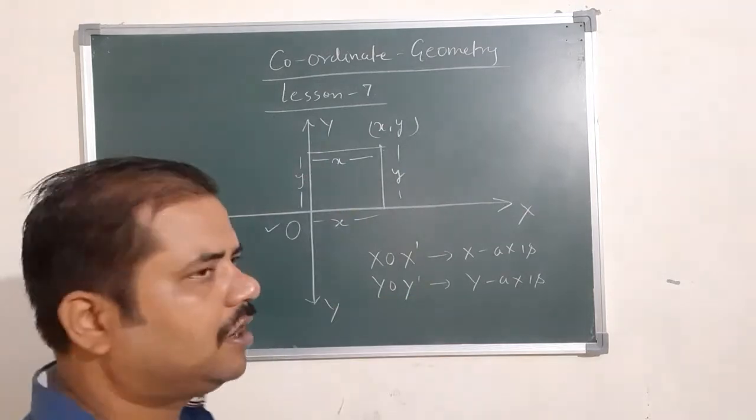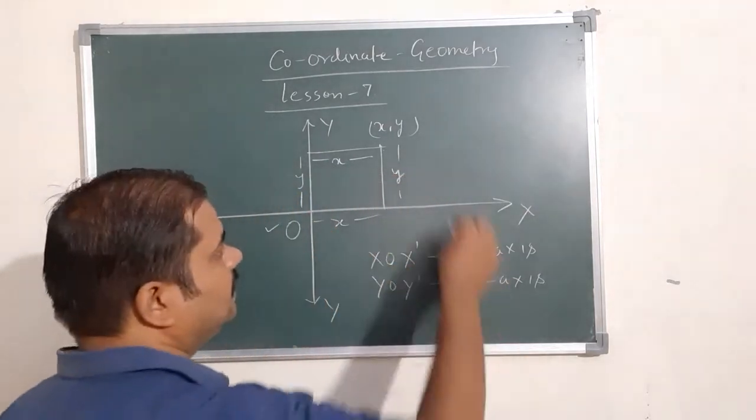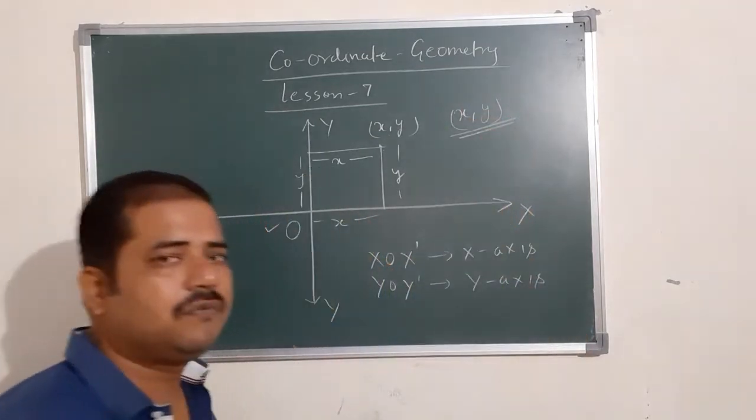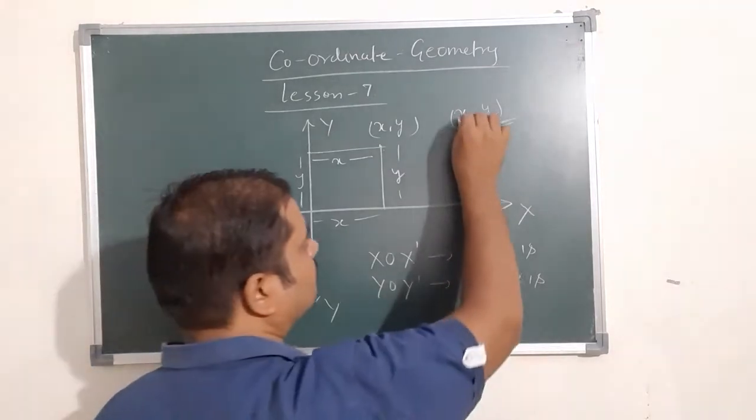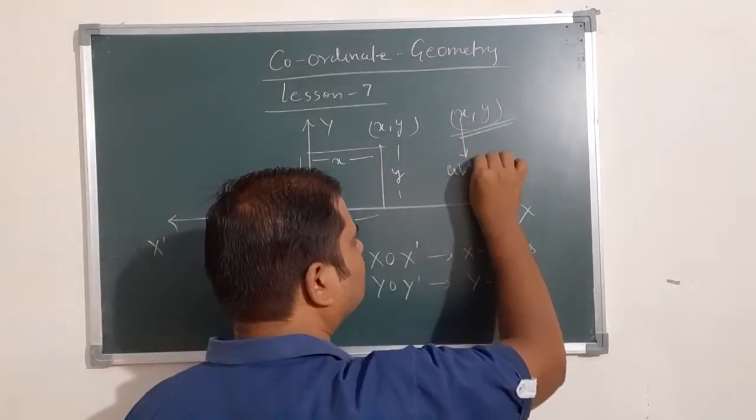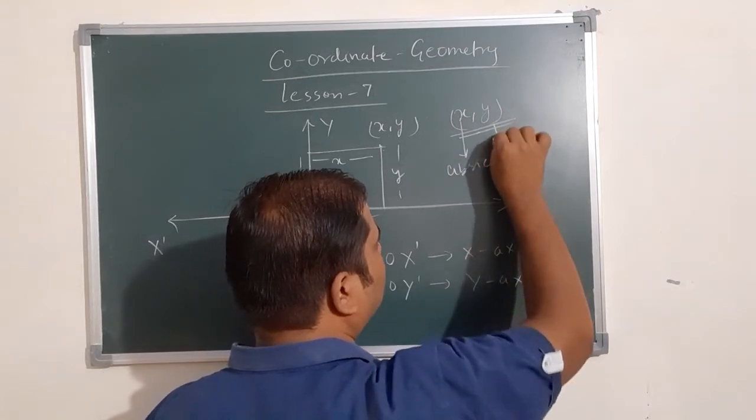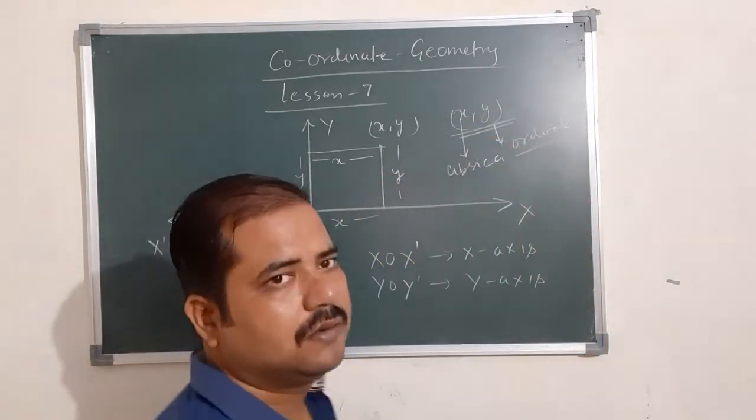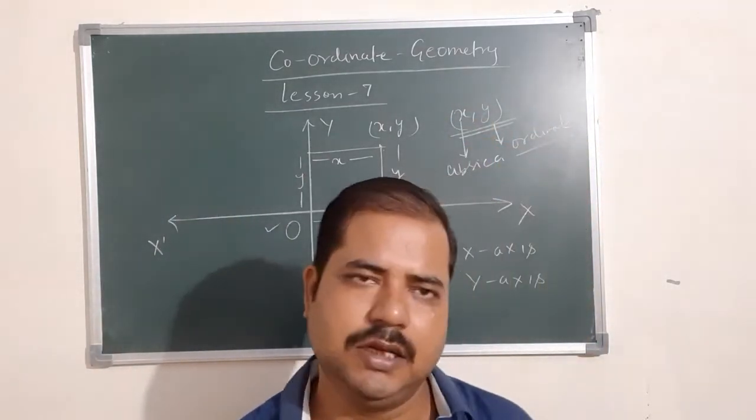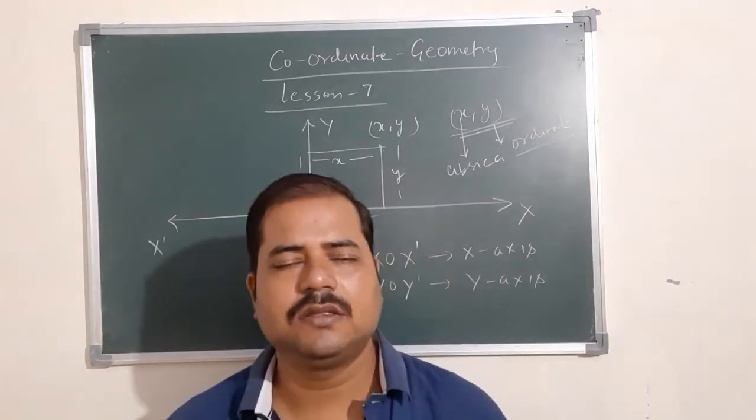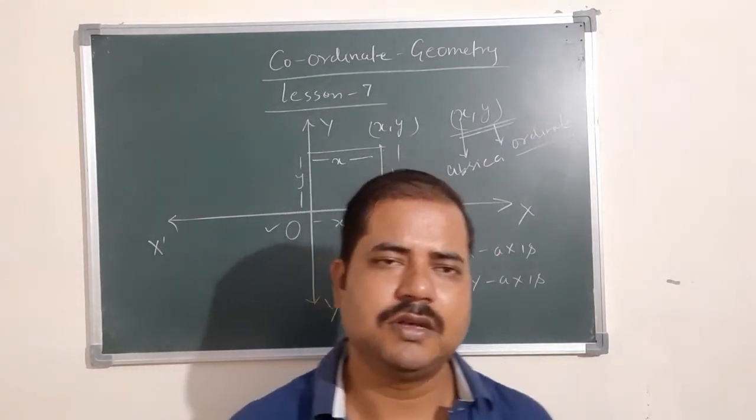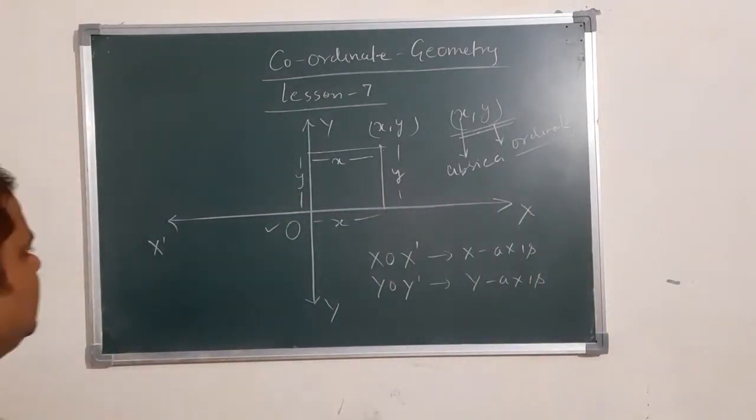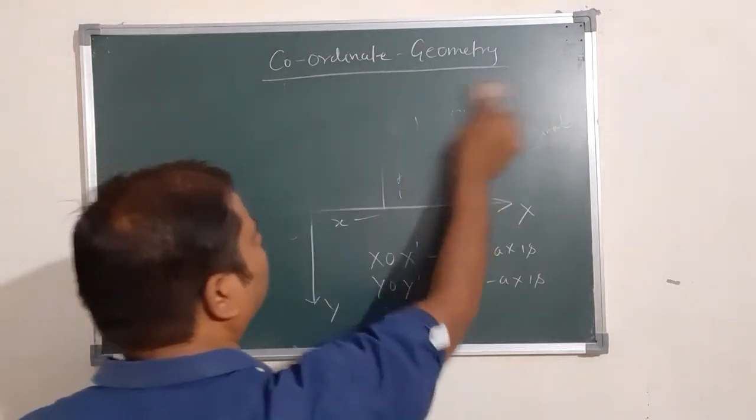So this is the main part of this coordinate geometry, and this (x, y) is known as the coordinate of a point, and x is known as abscissa and y is known as ordinate, and the whole (x, y) within brackets is known as the coordinate of a point. So in class 10, our first topic is the distance formula. So we are going to find first the distance formula.